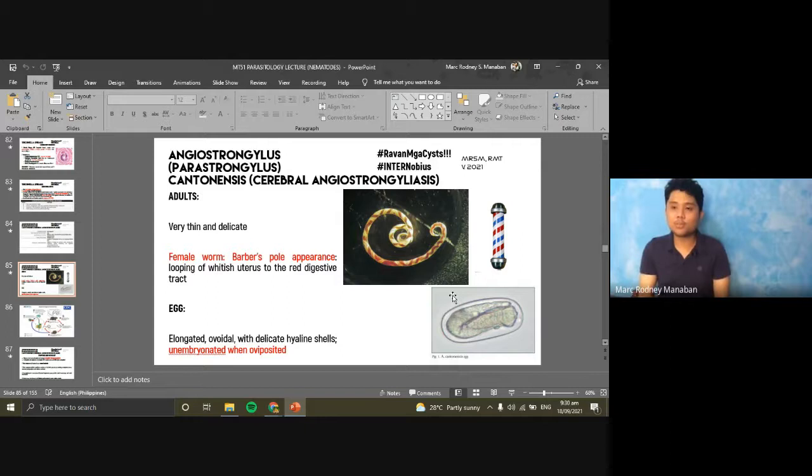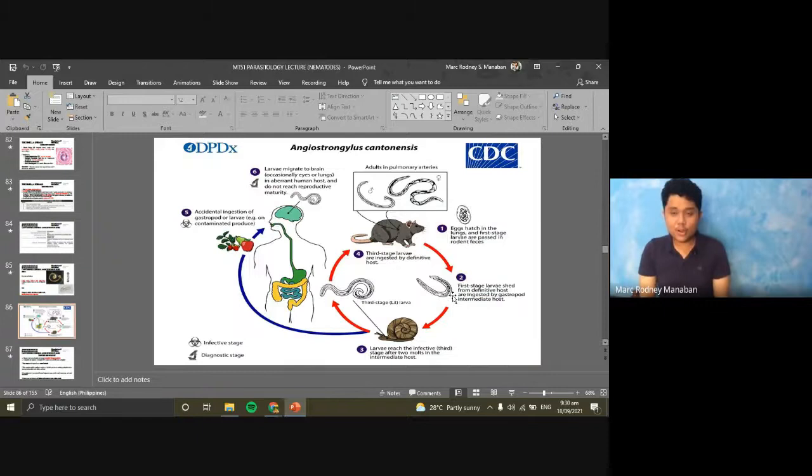Okay, now let's go to the life cycle. In the rats, as you can see, the adults reside in the pulmonary arteries and the heart, so in the lungs. Once they are mature and mate, the adults produce eggs, and from the eggs the first stage larva emerges. The first stage larva goes out into the environment through feces, and is eaten by snails or slugs.